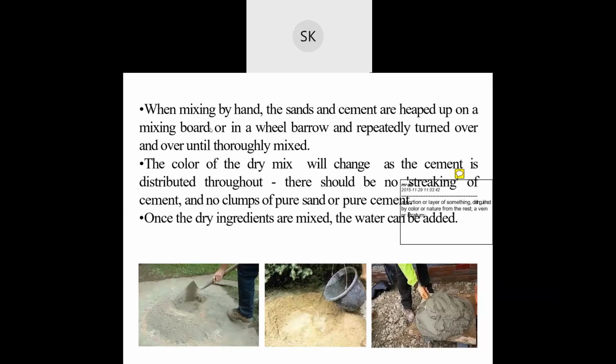When mixing by hand, the sand and cement are heaped up on a mixing board or in a wheelbarrow and repeatedly turned over and over until thoroughly mixed. If you see the figure, they mix the sand and cement, make a heap, and mix the dry materials thoroughly. The color of the dry mix will change as the cement is distributed throughout. There should be no streaking of cement and no clumps of pure sand and pure cement. Once the dry ingredients are mixed, the water can be added.